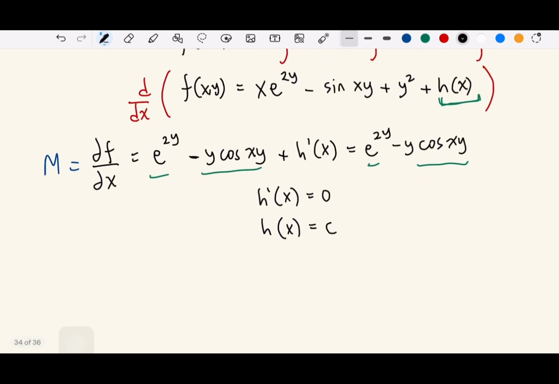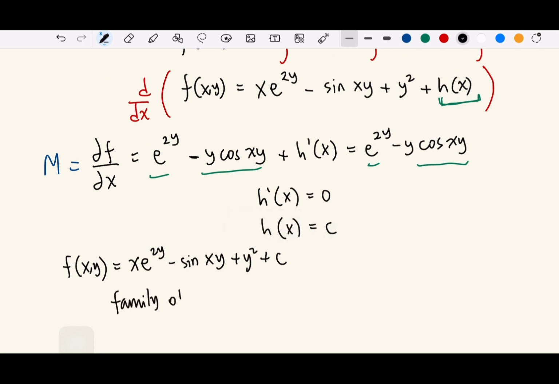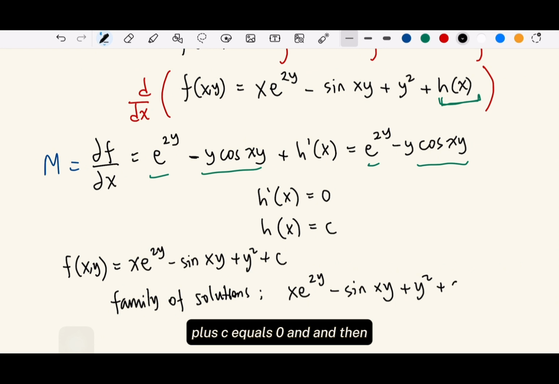So the f of x, y is then equal to the expression plus y squared plus c. Okay, this is our function, or the solution. So, or maybe the family of solutions is the function plus c equals 0, and then okay.